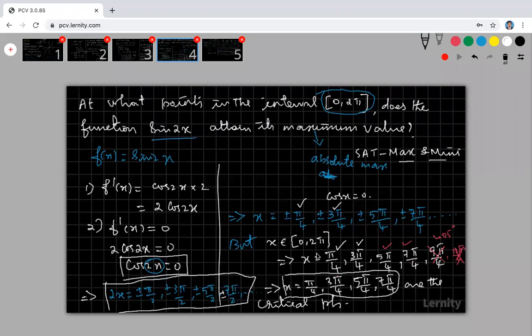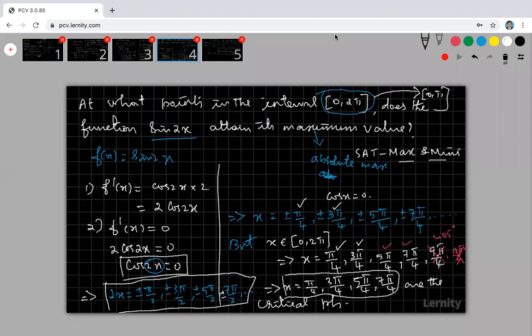Suppose I am considering my interval as 0 to pi. Then what are the values that belong to this interval? Suppose I am restricting my interval to 0 to pi. What are the critical points that belong to this interval? Any idea?